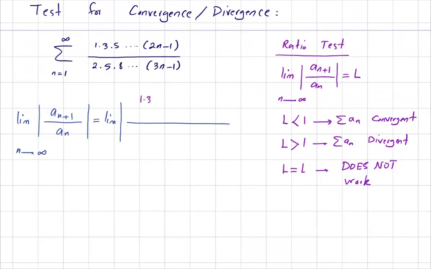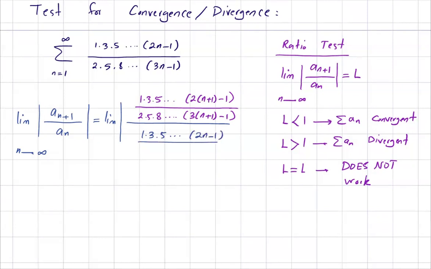So you get 1 times 3 times 5 dot dot dot 2 times n plus 1 minus 1 divided by 2 times 5 times 8 dot dot dot 3 times n plus 1 minus 1. And then on the denominator, I'm going to use the same blue color. You have 1 times 3 times 5 2n minus 1 divided by 2 times 5 times 8 3n minus 1. And then close up the absolute value and take the limit as n goes to infinity.